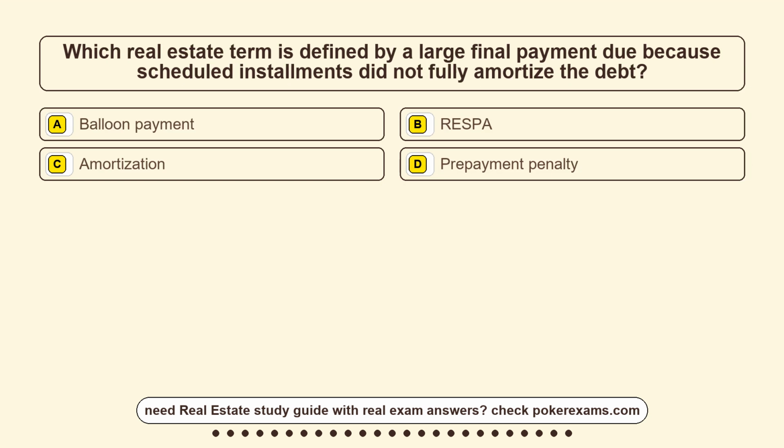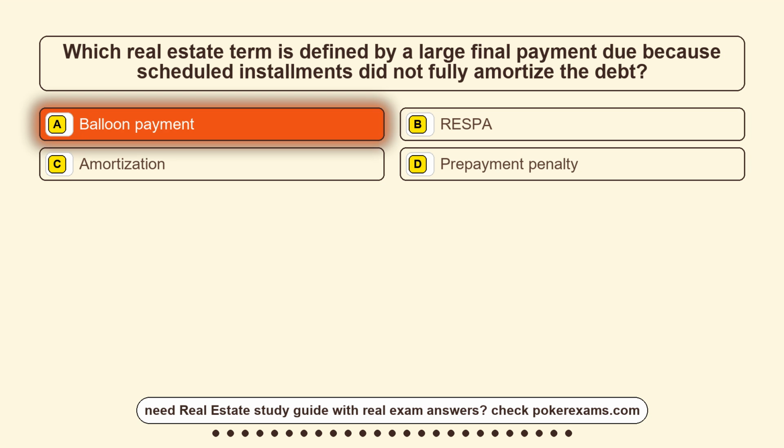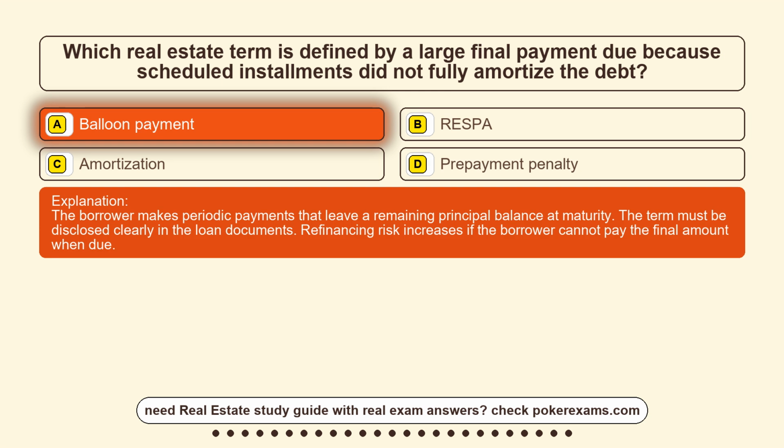Question 23. Which real estate term is defined by a large final payment due because scheduled installments did not fully amortize the debt? Option A, balloon payment. Option B, RESPA. Option C, amortization. Option D, prepayment penalty. The correct answer is option A, balloon payment. The borrower makes periodic payments that leave a remaining principal balance at maturity. The term must be disclosed clearly in the loan documents. Refinancing risk increases if the borrower cannot pay the final amount when due.